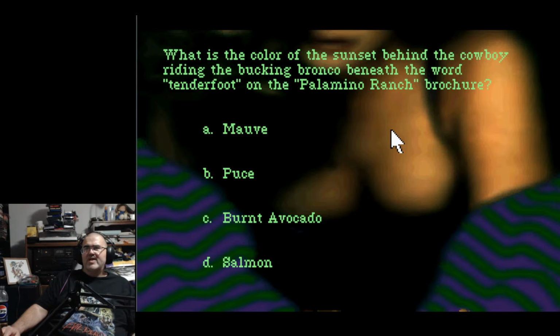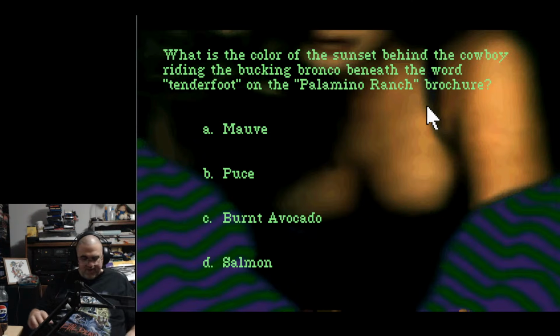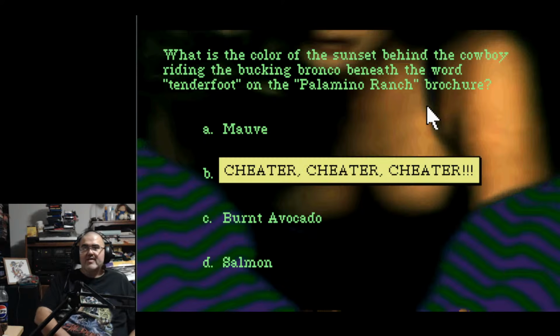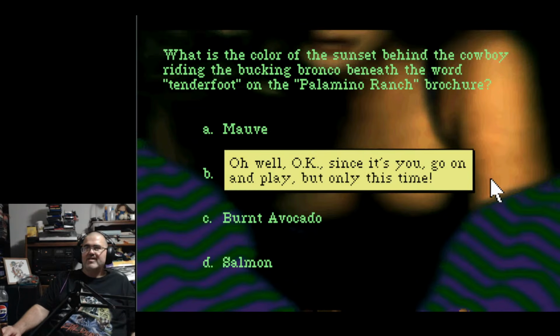What is the color of the sunset behind the cowboy riding the bucking bronco beneath the word tenderfoot on the Palamo Ranch brochure? Good lord. You guys are gonna have to help me with this one. It's probably in the manual. Try Control Alt X. Control Alt X. Cheater, cheater, cheater. Well, okay, since it's you, go on and play one this time.